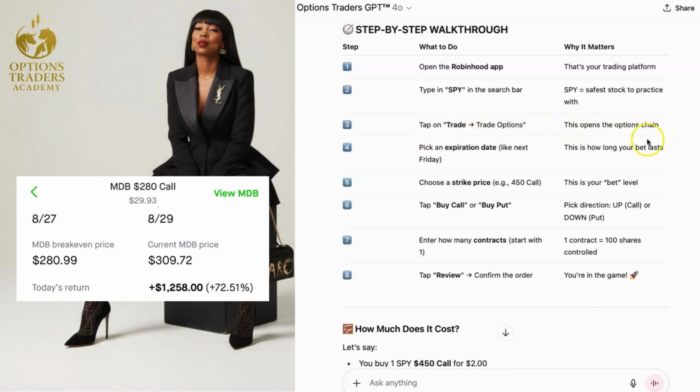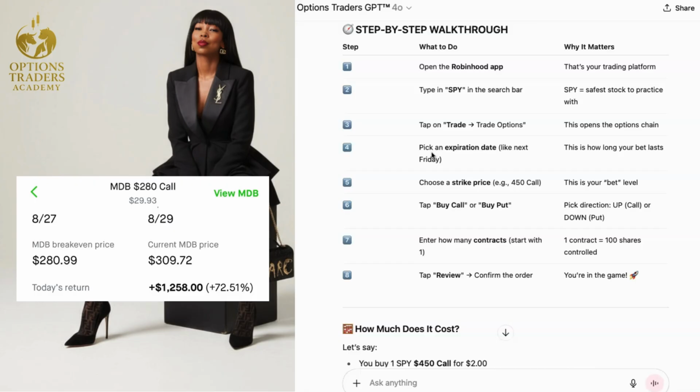Now, this opens the options chain. Okay, so this is a step-by-step walkthrough for someone who already has their options Robinhood account set up. Okay, so that's number 1. You have to set up your account first to be qualified and eligible for options trading.